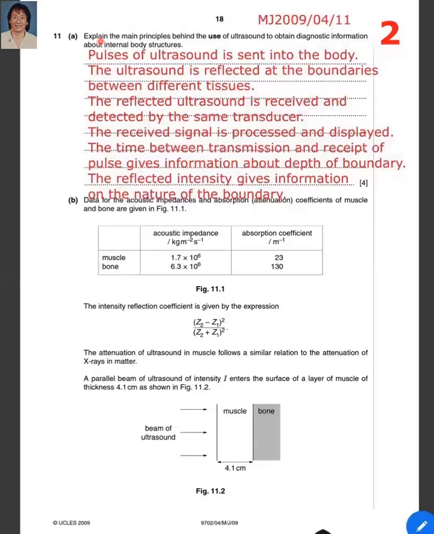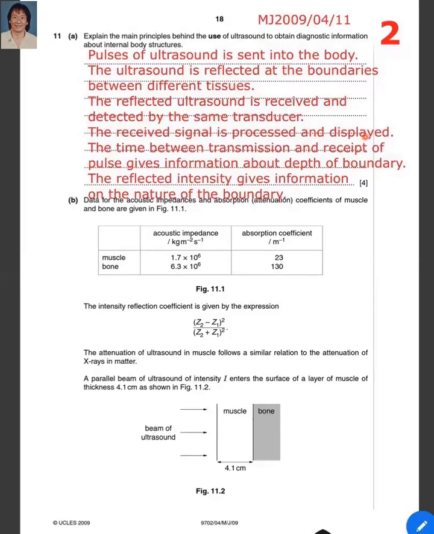In this question from May-June 2009, paper 4, question 11, part A, explain the main principles behind the use of ultrasound to obtain diagnostic information about internal body structures. The first thing I must say is the pulses of ultrasound are sent into the body. Then the ultrasound is reflected at the boundaries between the different tissues. Then the reflected ultrasound is received and detected by the same transducer, which is the piezoelectric crystals. The received signal is processed and displayed.